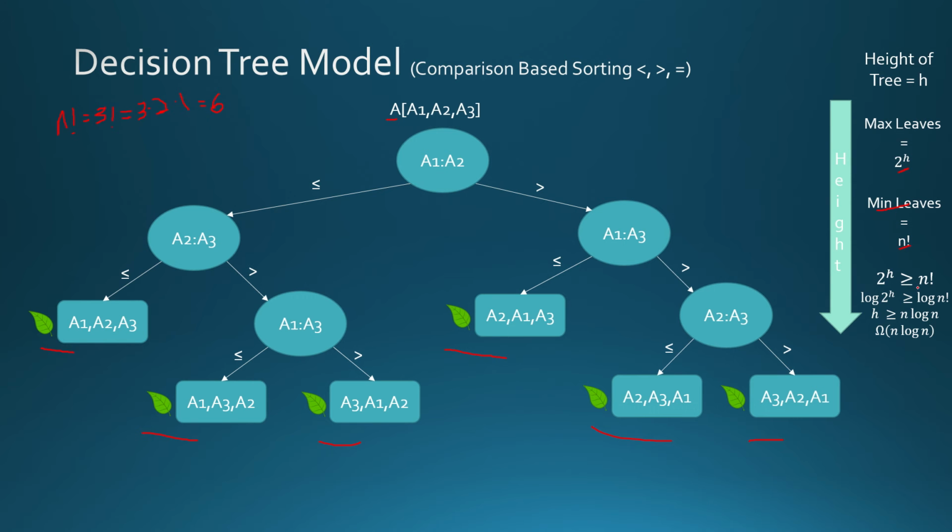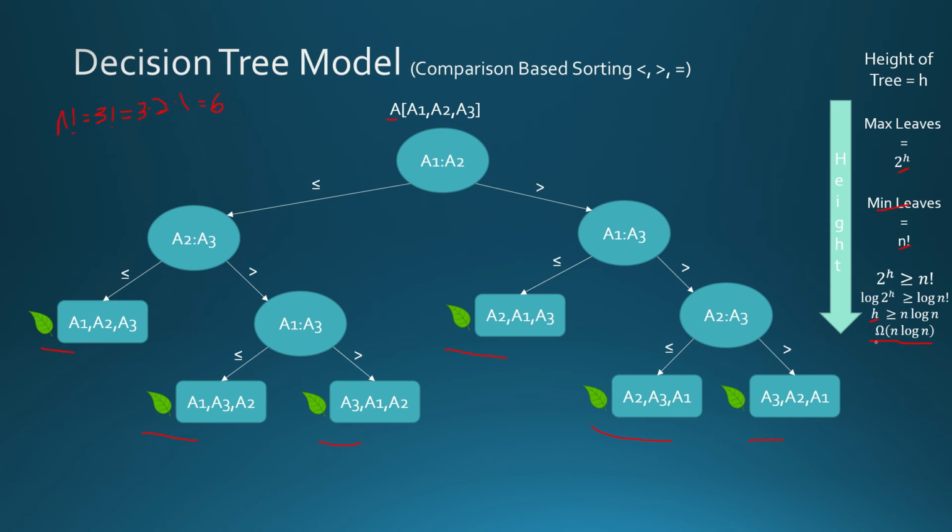So if we want to solve for h, we know that 2 to the power of h has to be greater than or equal to n factorial. So over here, we have log of 2 to the h is less than or equal to log of n factorial, which then gives us h is greater than or equal to n log n, which then tells us that, bounded by the height, at worst, the lower bound is omega of n log n for any comparison-based sorting based on the decision tree model.